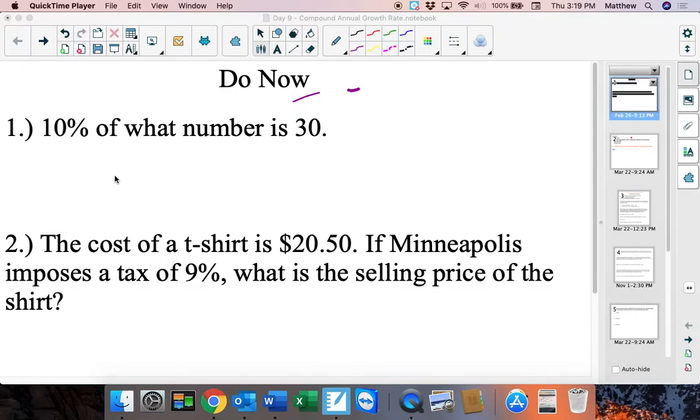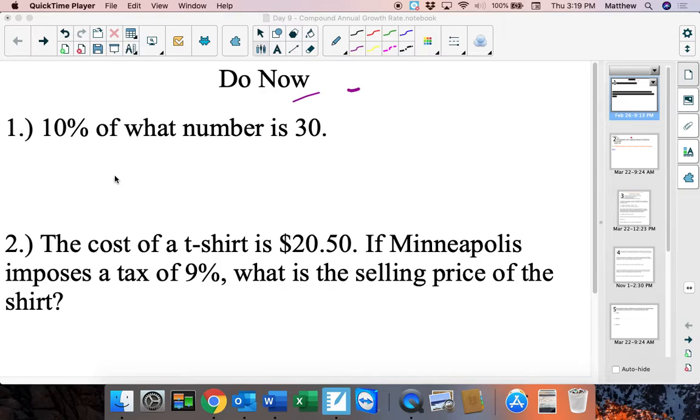But this is day 9 and kind of a new topic, one that I like a lot and used in a previous job, which is compound annual growth rate. And the good thing is, we have kind of touched on some of this when we were doing percentage change with prices, sales, and discounts. So we're just taking that general concept, like when you have a sales tax or a discount, and taking it one step further. So let's look at this do now really quick.